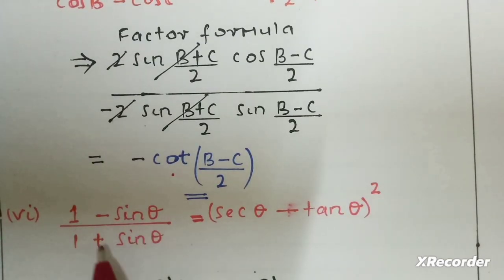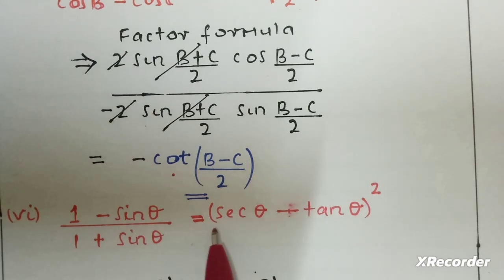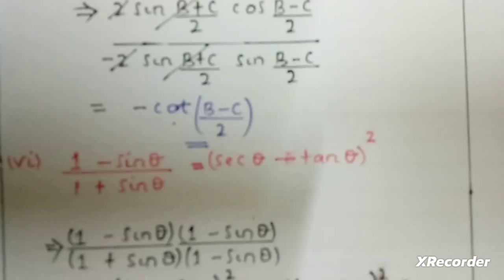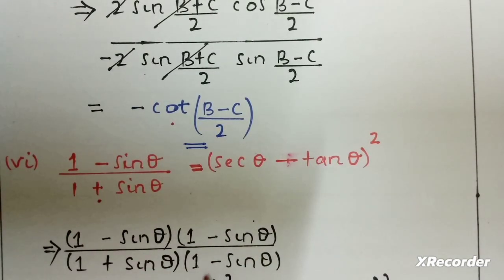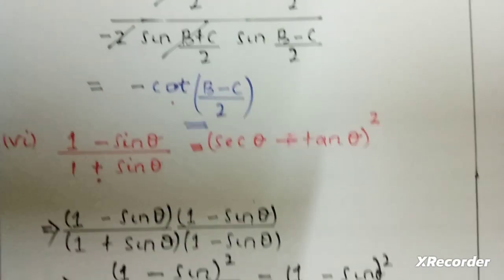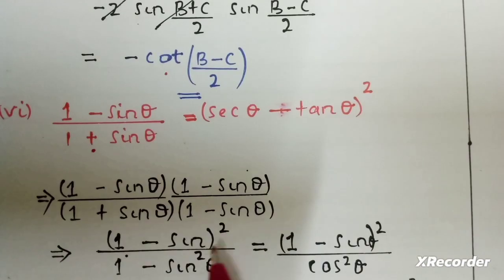1 minus sine theta all over 1 plus sine theta. You prove this identity is equals to that. So first thing, guys, is we find the conjugate of 1 plus sine theta, which is 1 minus sine theta. Multiply the denominator and the numerator. So when you multiply the numerator, you get 1 minus sine theta.